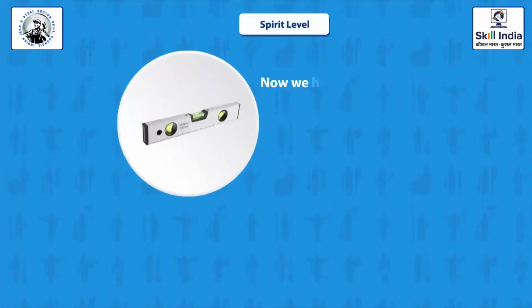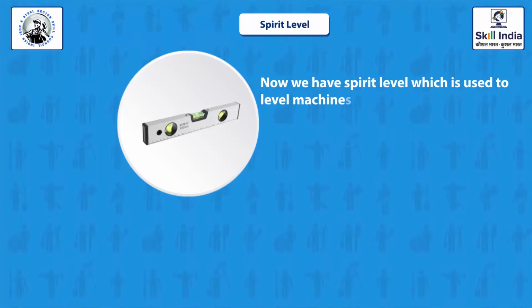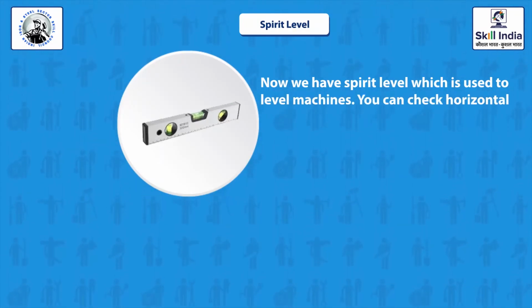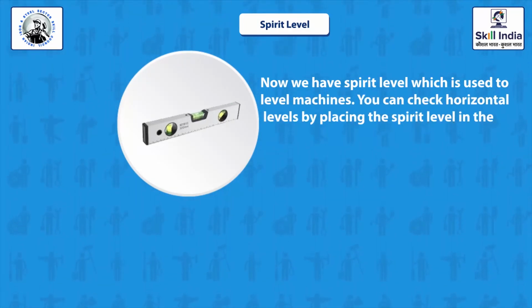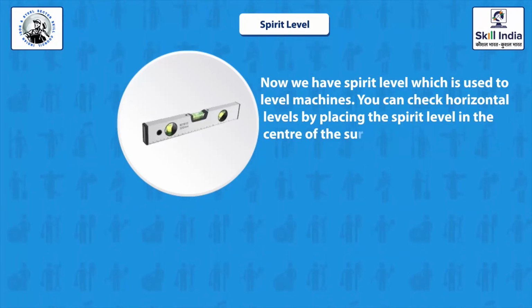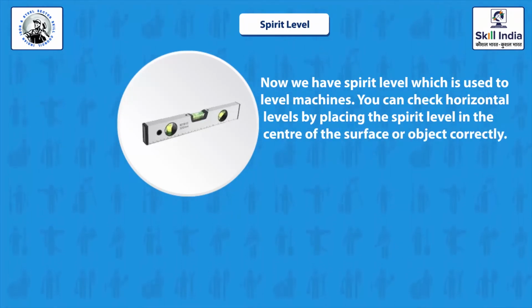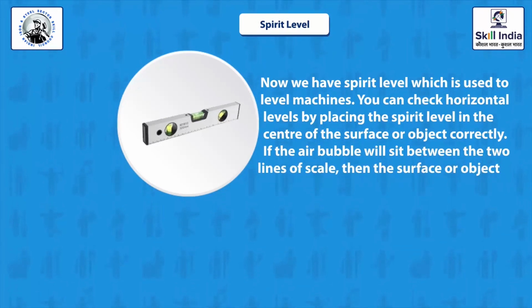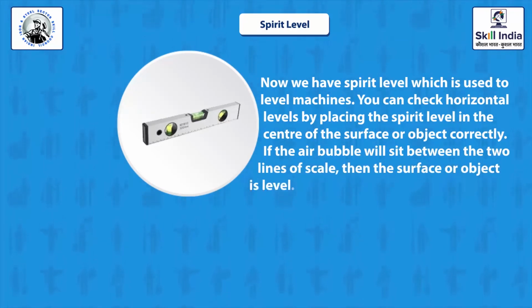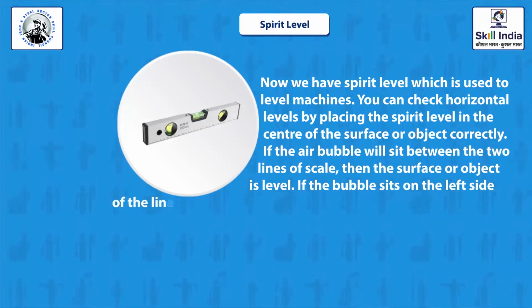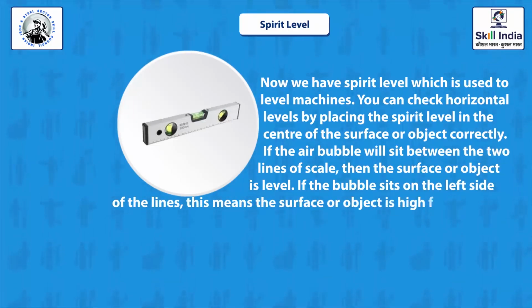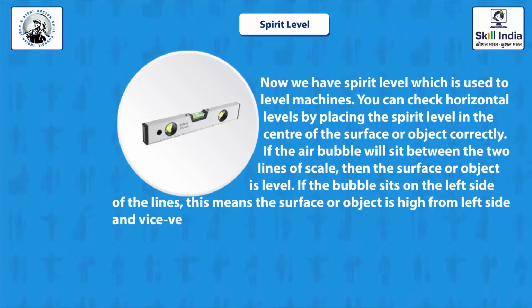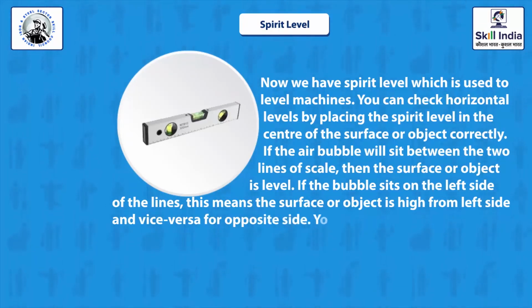Now we have spirit level, which is used to level machines. You can check horizontal levels by placing the spirit level in the center of the surface or object correctly. If the air bubble sits between the two lines of scales, then the surface or object is level. If the bubble sits on the left side of the lines, this means the surface or object is high from the left side, and vice versa for the opposite side.